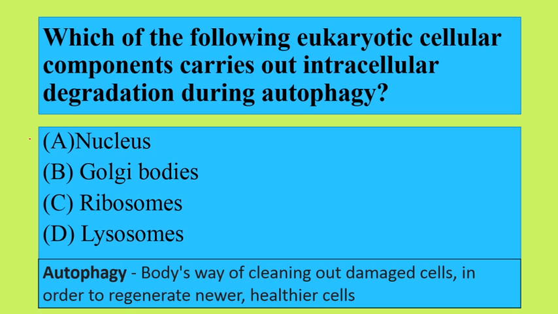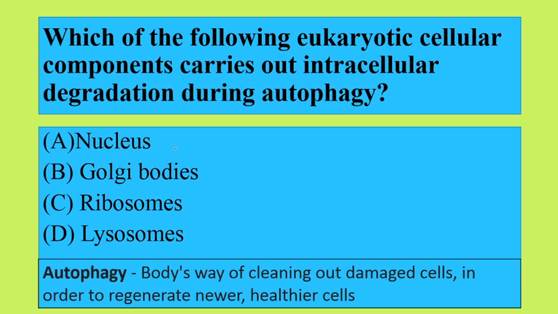Which of the following eukaryotic cellular components carries out intracellular degradation during autophagy? First we should talk about what autophagy is. Autophagy is basically a phenomenon used for cleaning out damaged cells from the body. The body is cleaning itself, removing the damaged cells to regenerate newer and healthier cells. This is what autophagy is, and we have to tell in which organelle it is being carried out.